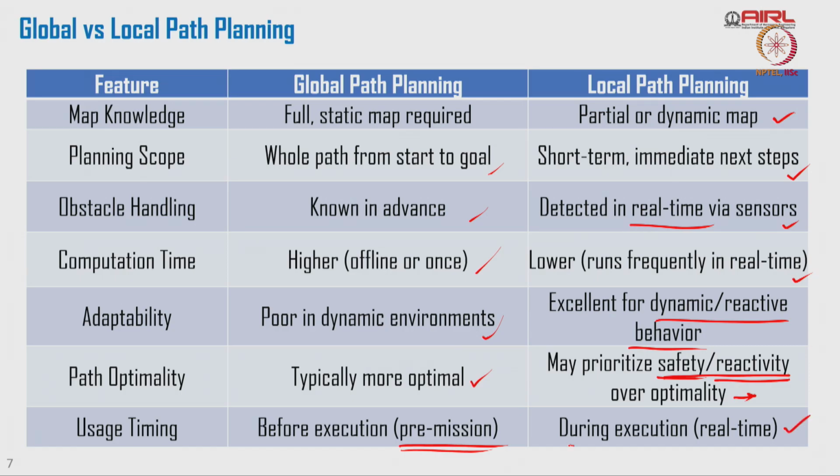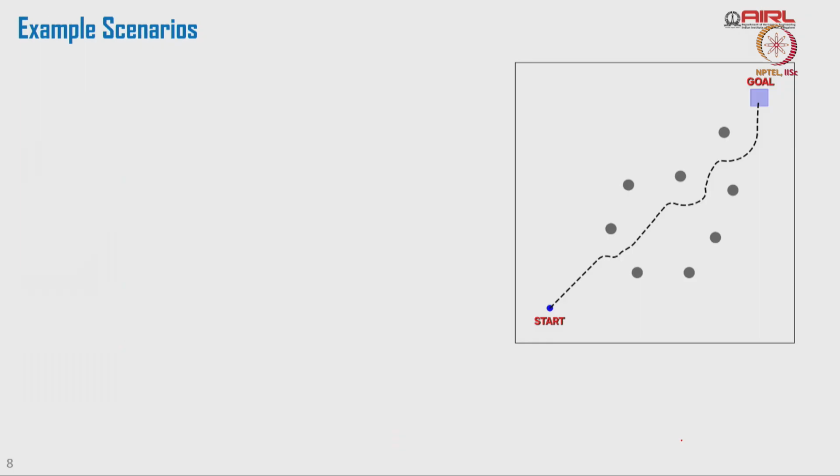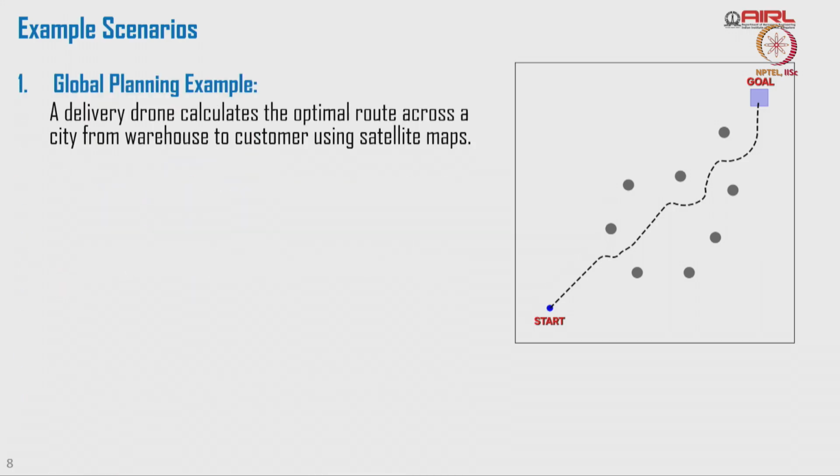So, during execution we do local path planning. We see one example scenario where the drone starts from here and we have known obstacles. So, it plans a path to reach the goal.